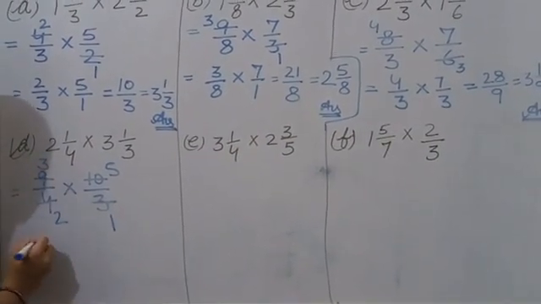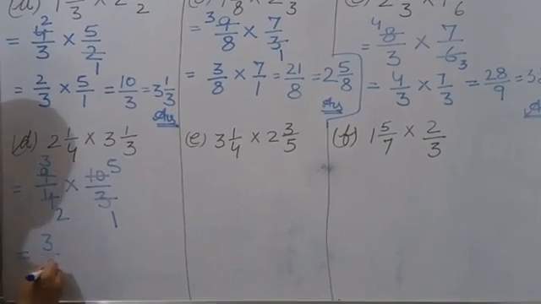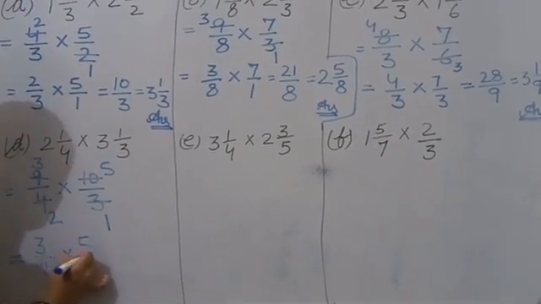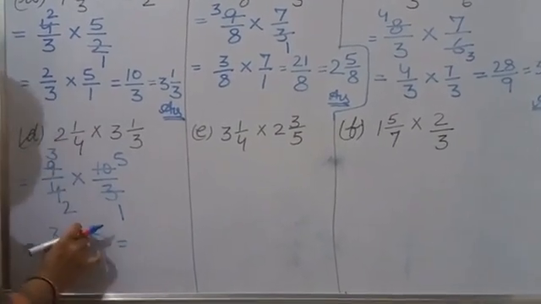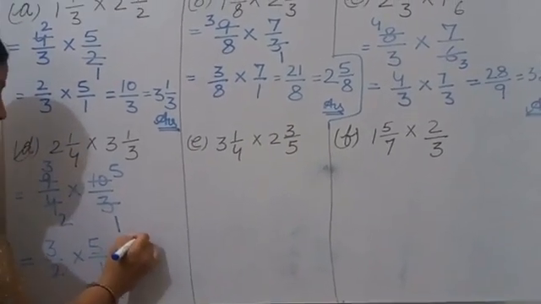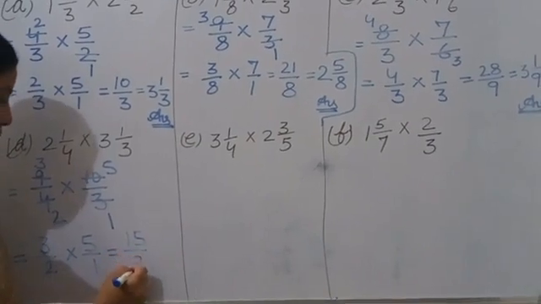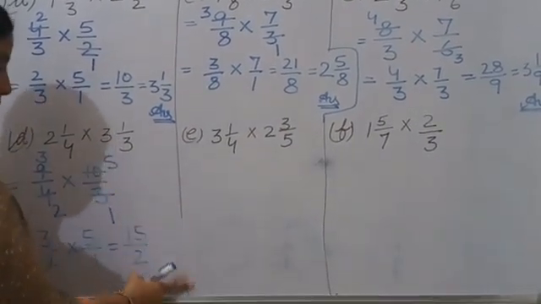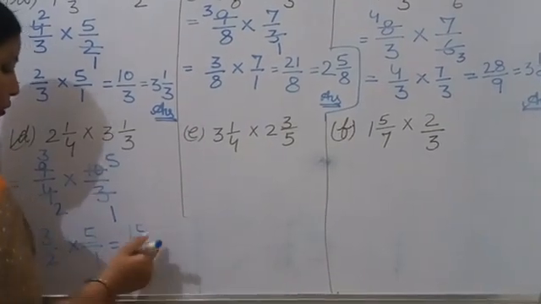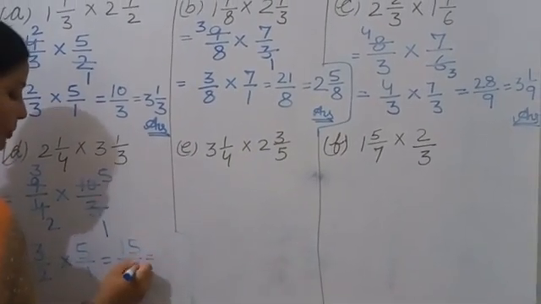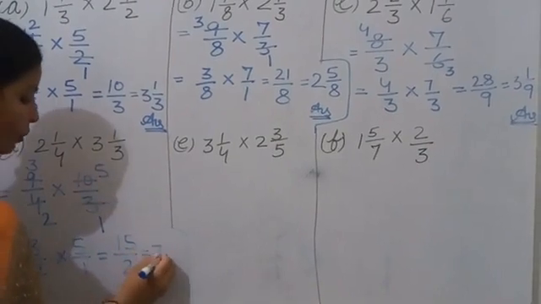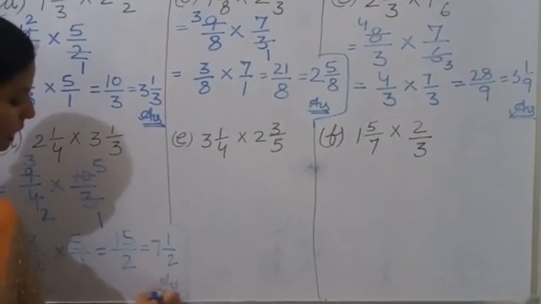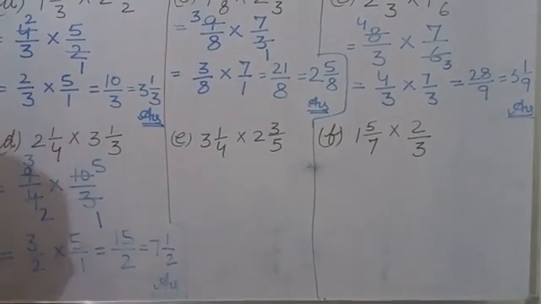From here 3 upon 2 multiply by 5 upon 1. Now numerator multiply by numerator. 5 3s are 15 and 2 1s are 2. Now it is an improper fraction, so we change it into mixed. So it will be 2 sevens are 14. 7 whole 1 upon 2. That's your answer. So like this you will solve.